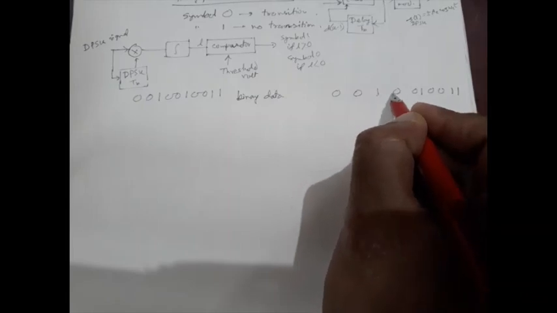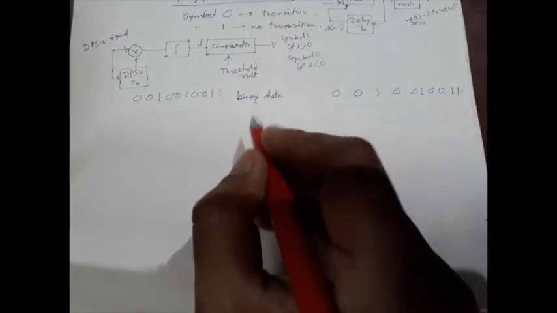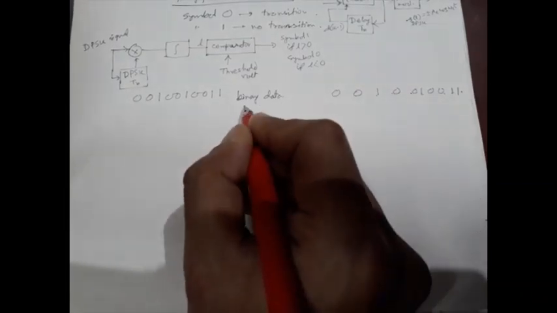Binary data is given as 0 0 1 0 0 1 0 0 1 1. So this is our given data. This is the binary data.